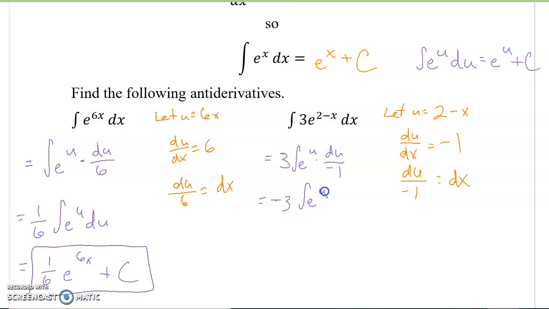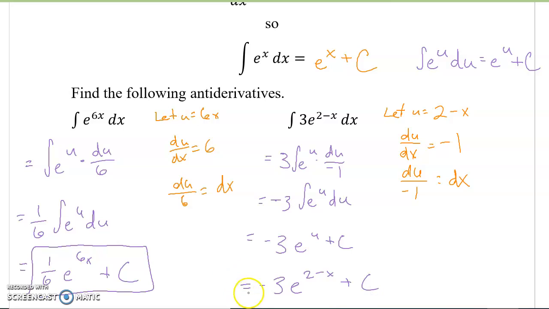And hey, look at that. We have e to the u du. Same as what we had over here. So we've got -3 e to the u plus c, and then we'll just substitute that back, and we'll get -3 e to the 2 minus x plus c.